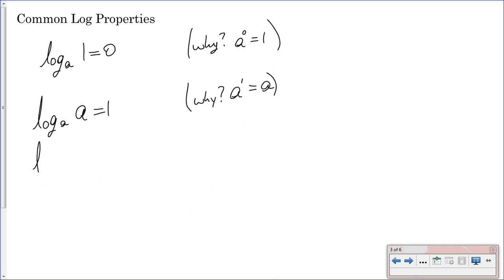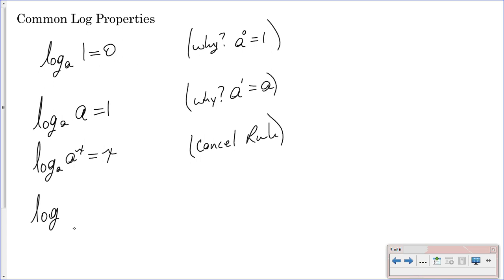Now, log base A of A raised to the X is going to equal X. And this is called your cancel rule. Now, next one is log base A of 0 equals negative infinity.